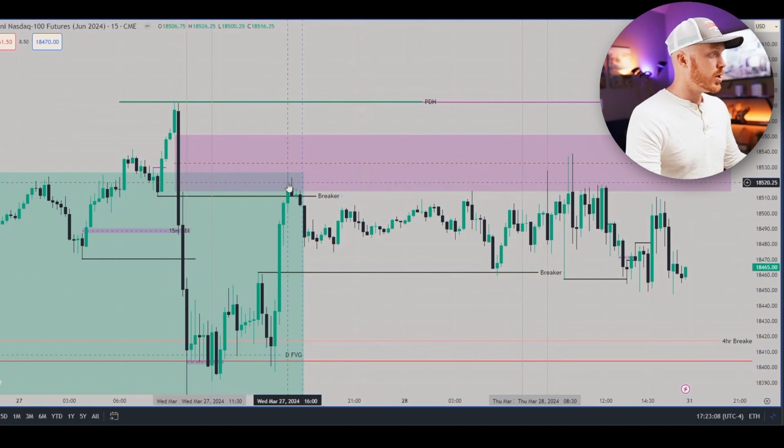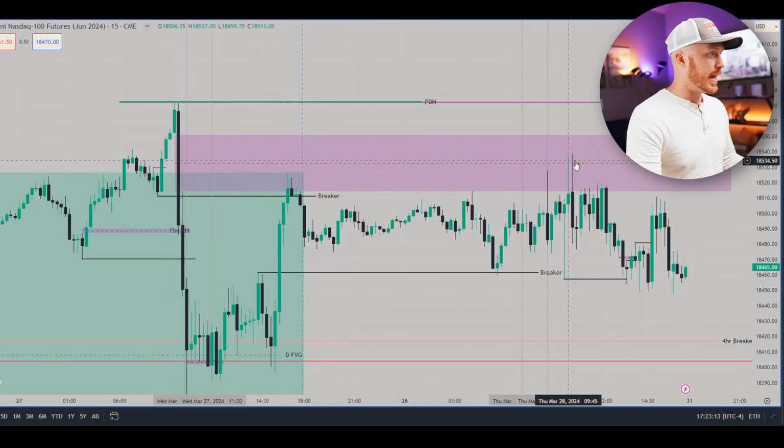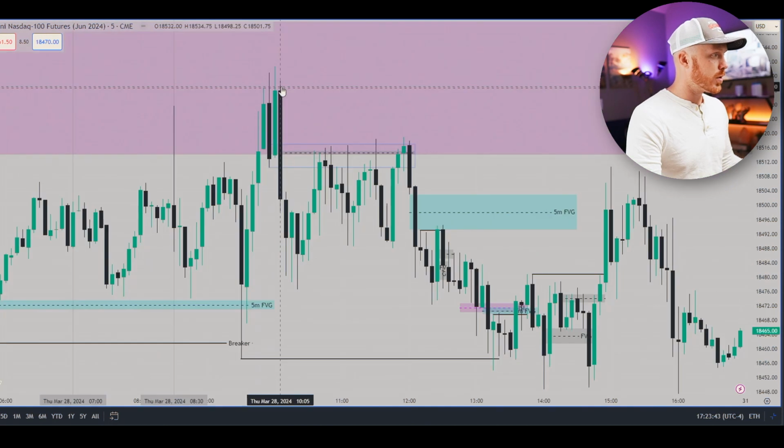Okay, so we know that there is a level of resistance. This fair value gap, we stayed below the consequent encroachment of the 15-minute, and we basically traded underneath here. So at this point, as we go down to the lower time frame, I'm looking for a reason for us to go lower. Now, as you can see on the lower time frame, we actually spike up into this 15-minute fair value gap, and we find resistance. And we find resistance at the consequent encroachment.